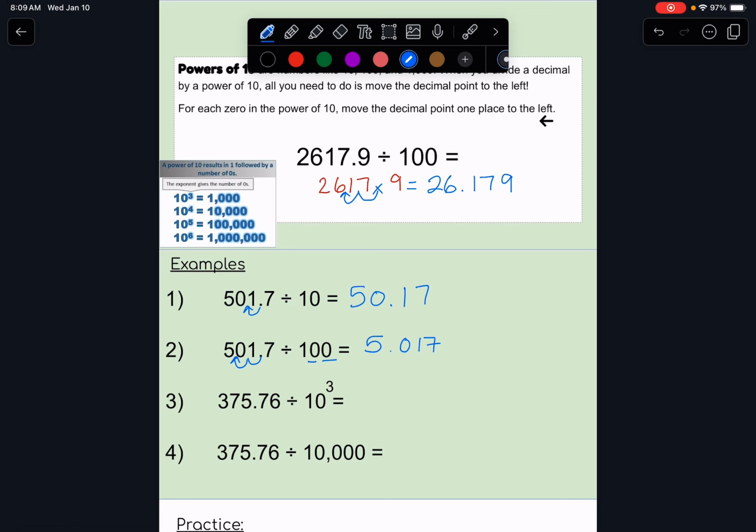And then next we have 10 to the power of 3. And 10 to the power of 3 means 1,000. So that means 3 zeros. It tells you how many times to move. So 1, 2, 3. So my new decimal place is going to be right here.